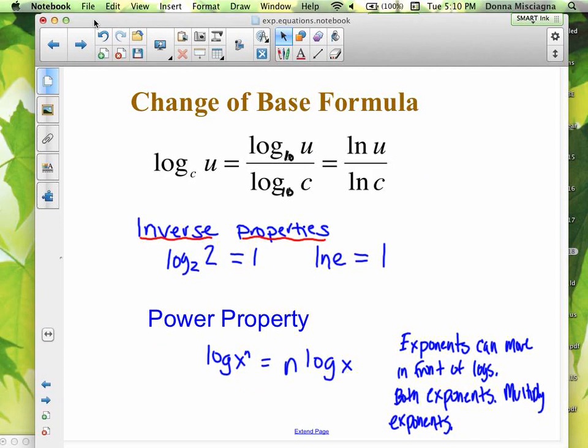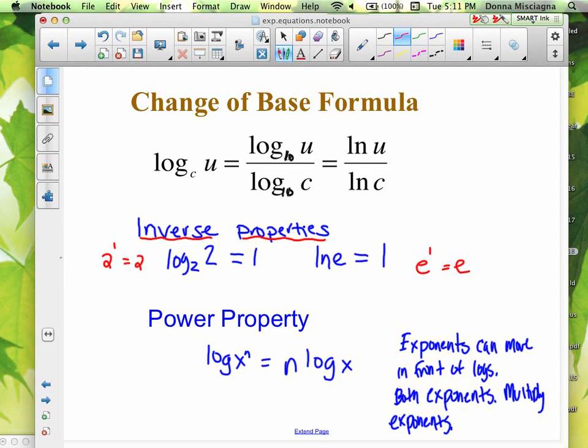We're going to be using our inverse properties. If we have a log in a base and the result is the exact same value, we know that's going to be equal to 1, because that's basically saying, what would I have to raise 2 to get 2? Well, that's just the first power. And the same thing here, what would I have to raise e to get e? Well, that's just the first power.